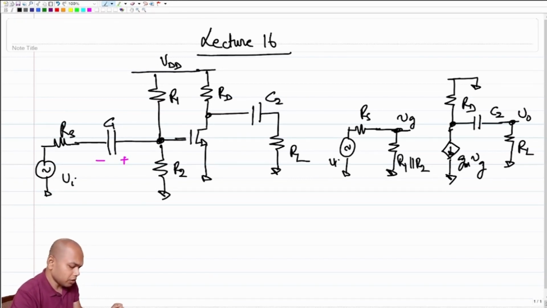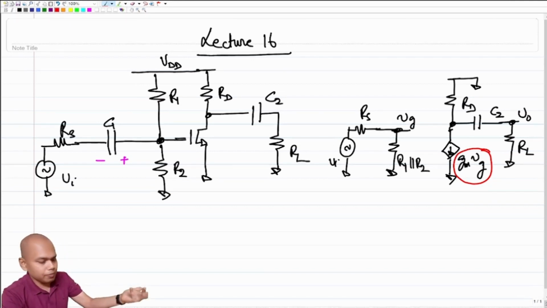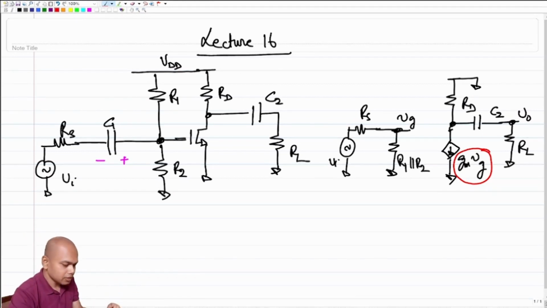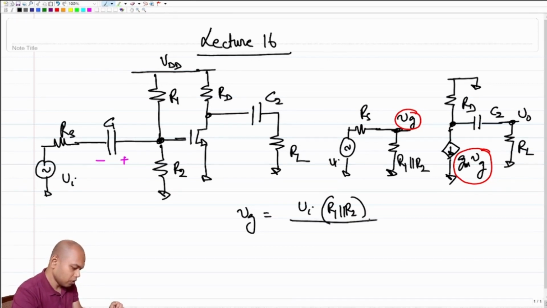So what do we need in order to figure out V naught over Vi? We need to know the value of this current, because part of this current is flowing into RL to develop the voltage V naught. So what does this voltage depend on? This voltage clearly depends on Vg. So what is Vg? Vg is nothing but Vi times R1 parallel R2 over Rs plus R1 parallel R2, right?